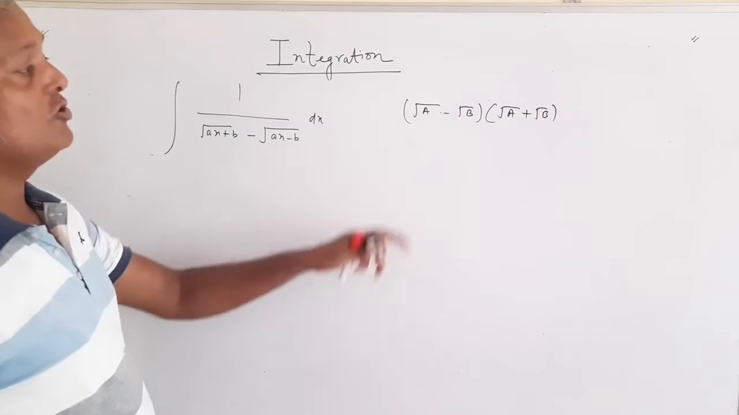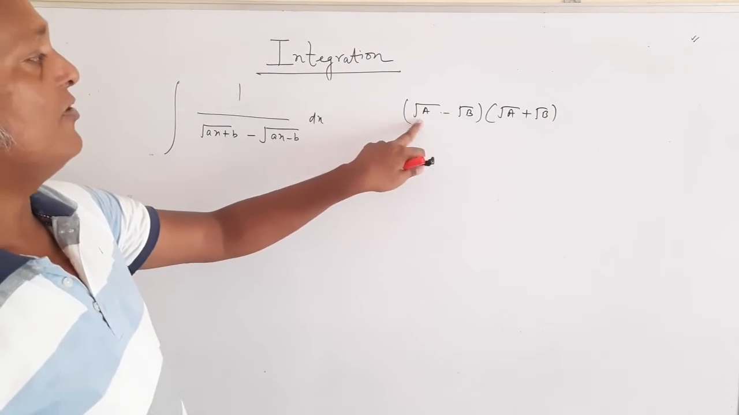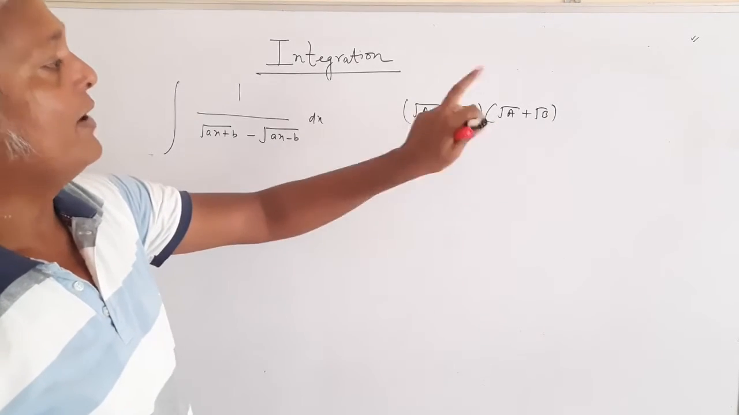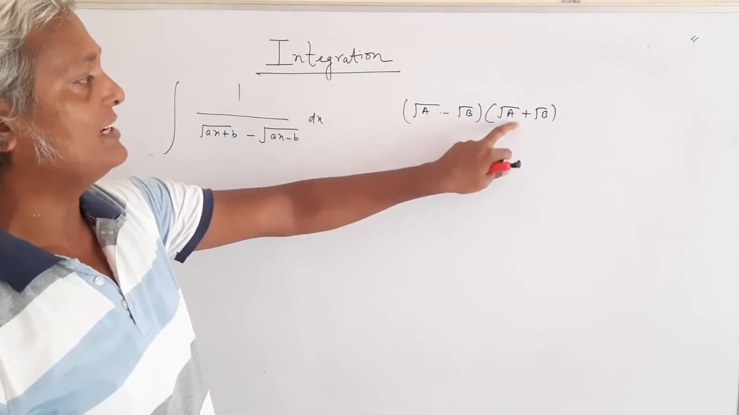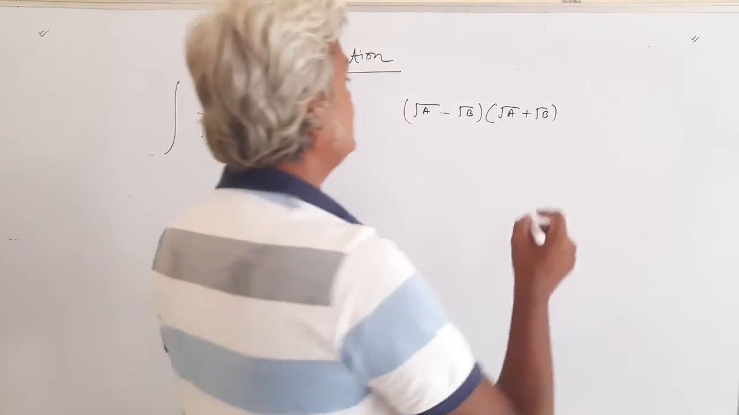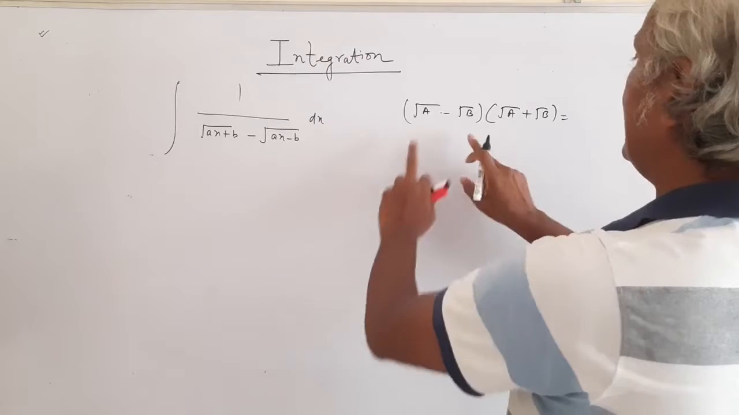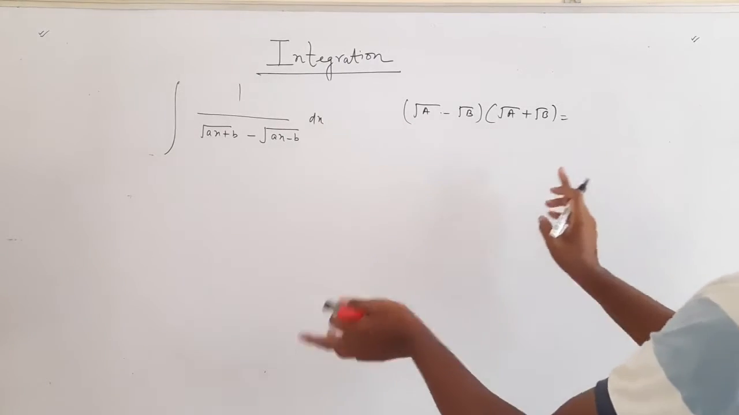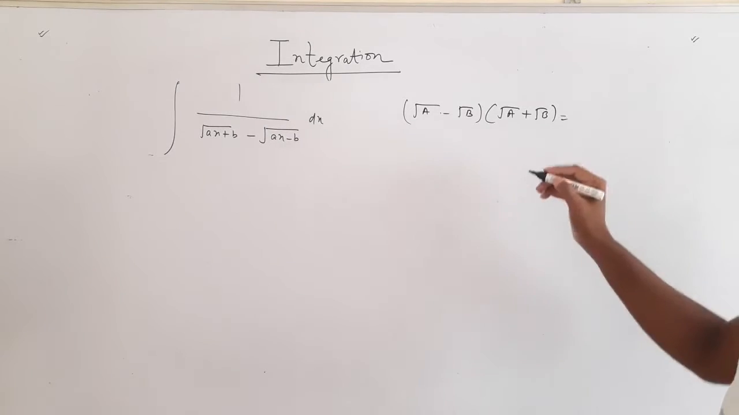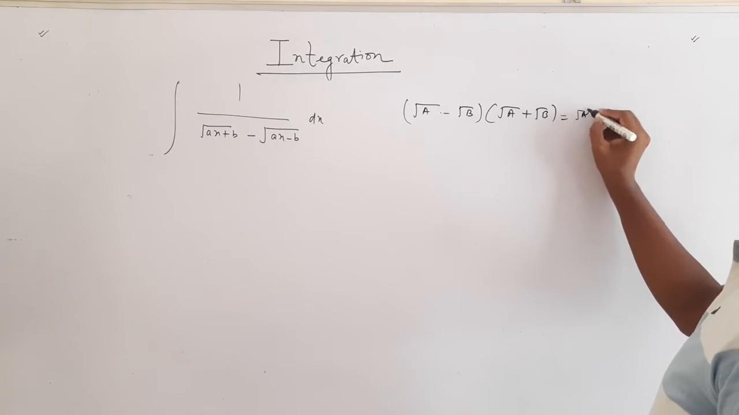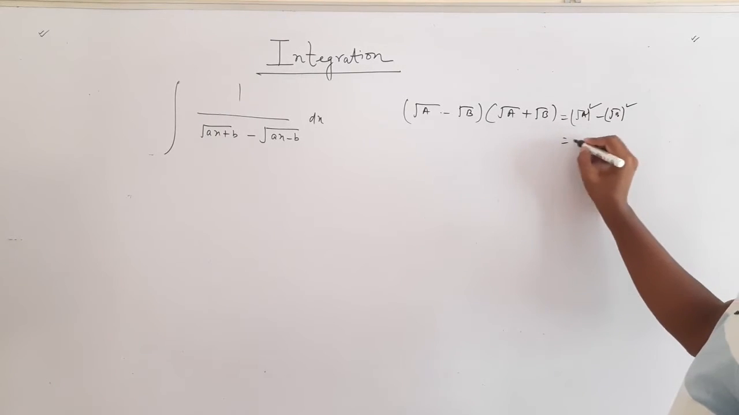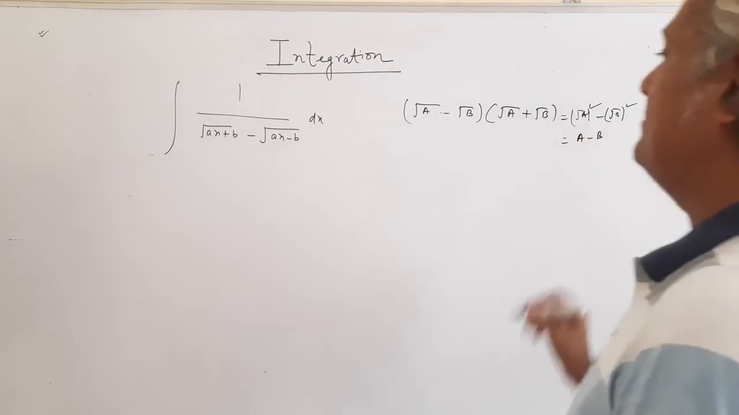This is called the conjugate of a surd. So when you have the form root a minus root b, this conjugate will be root a plus root b. When you have this term root a plus root b, its conjugate will be root a minus root b. And when you multiply these two, the roots will vanish, because of the algebraic identity: a minus b multiplied with a plus b gives you a square minus b square. So this one gives you root a square minus root b square, and that is a minus b.